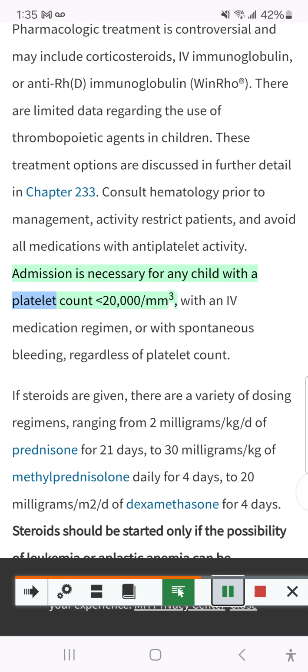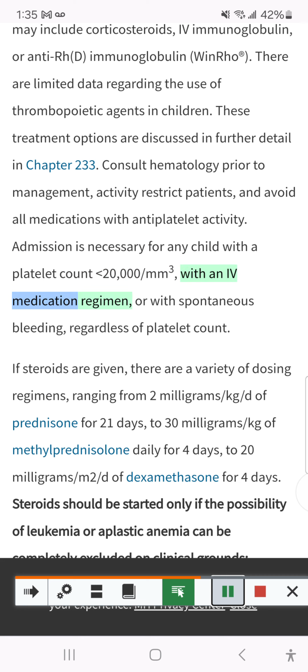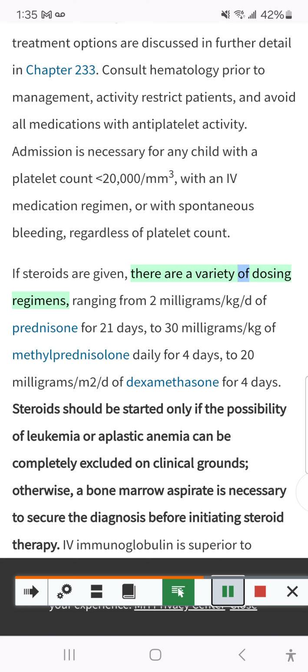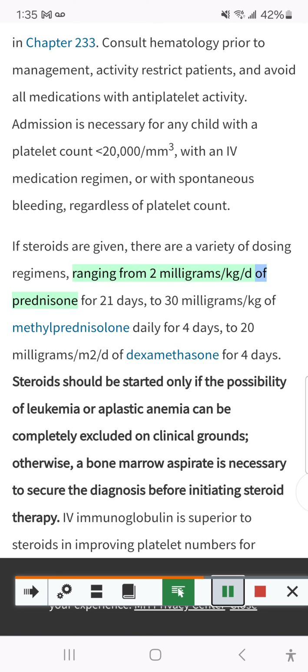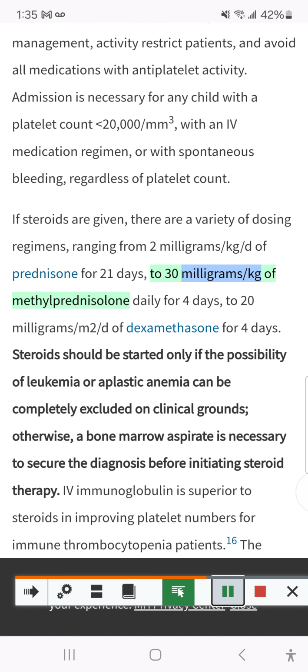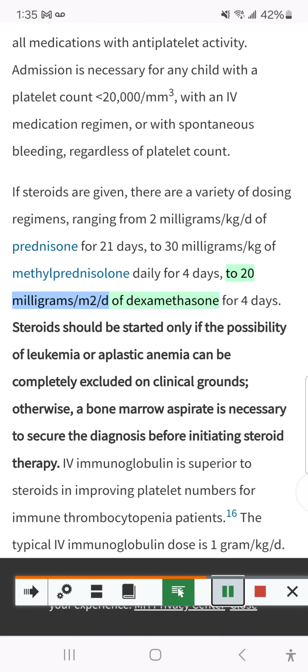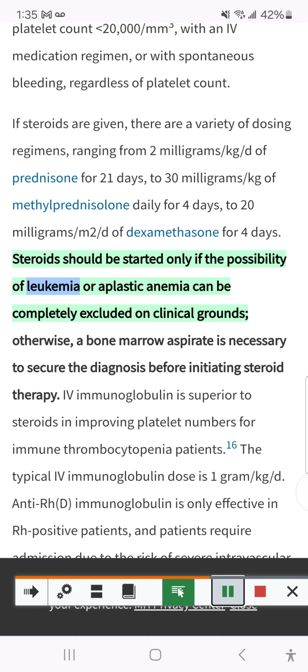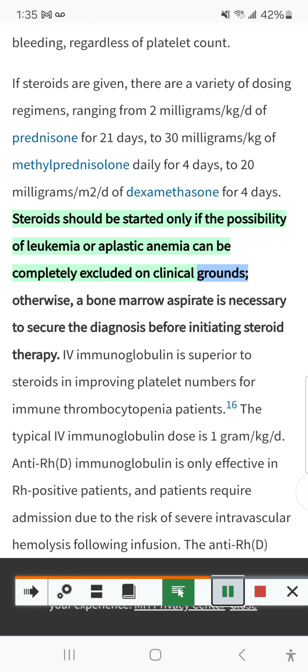Admission is necessary for any child with a platelet count less than 20,000 per millimeter cubed, with uncertain medication regimen, or with spontaneous bleeding, regardless of platelet count. If steroids are given, there are a variety of dosing regimens, ranging from 2 mg per kilogram per day of prednisolone for 21 days, to 30 mg per kilogram of methylprednisolone daily for 4 days, to 20 mg per meter squared per day of dexamethasone for 4 days.